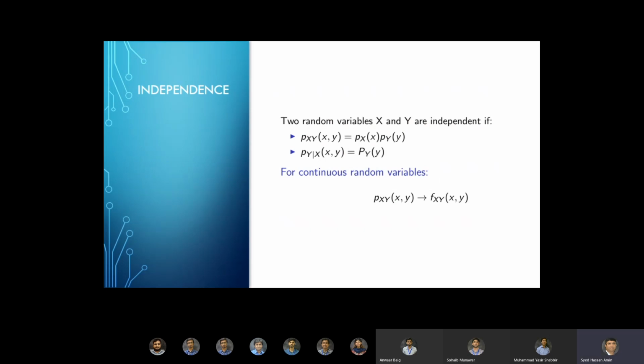Let's look at independence. Two random variables X and Y are independent. Now we are basically looking at real world probabilities of real world phenomena as random variables. If X and Y are independent, then the probability of X, Y is equal to the multiplication of their probabilities: probability of X given some value of X times probability of Y given some value of Y. Probability of Y given X is equal to probability of Y. For continuous random variables, probability of X, Y is often referred to as f of X, Y for some events X and Y.